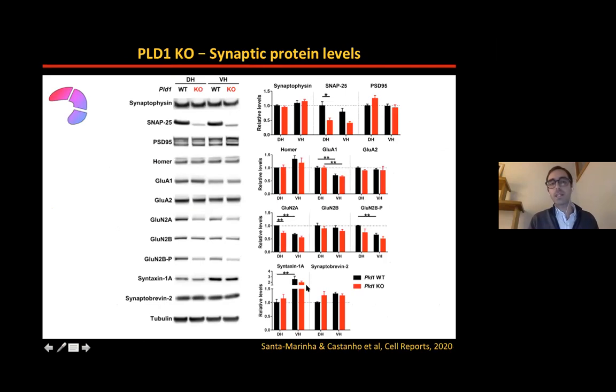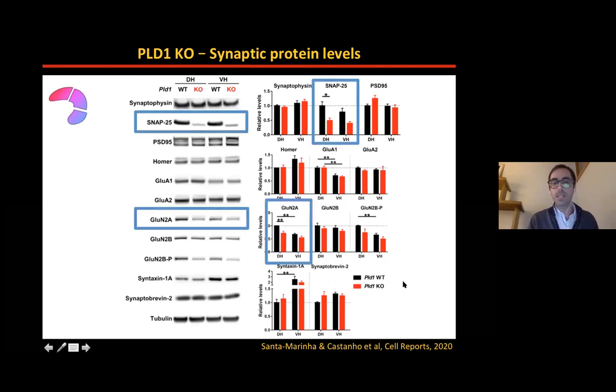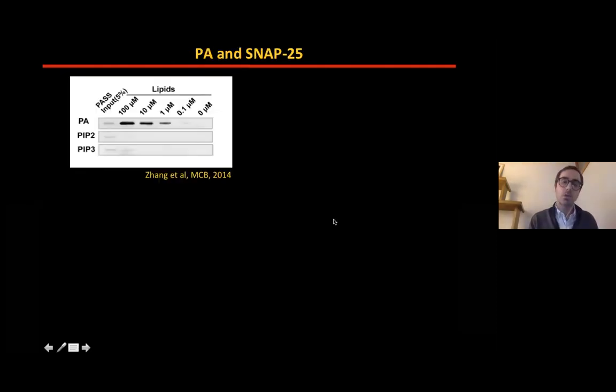And then finally, we looked into synaptic proteins that could be associated with some of these phenotypes. We looked into a number of presynaptic and postsynaptic proteins. From all the ones that we looked into, the changes we saw upon PLD1 ablation were, in the dorsal hippocampus, a reduction in SNAP25 and a reduction in GLUN2A. Of these two, the one that connects the most with the literature was SNAP25.